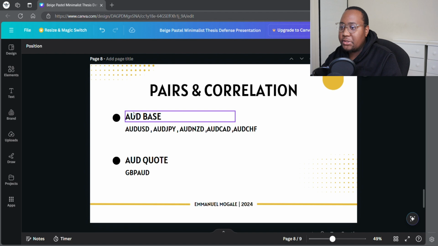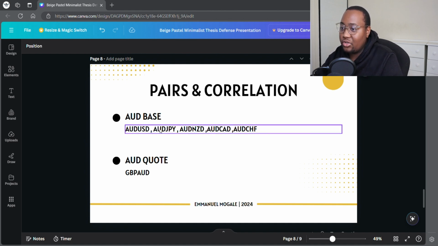Now we have the base pairs of the AUD, which are AUD USD, AUD JPY, AUD NZD, AUD CAD, and AUD Swiss franc. You can trade this in correlation to what you see on one pair, like AUD USD, for example. I don't advise you to execute trades on all of them. I know there are some generals who will take that advice literally. No, just trade one favorite pair and go with it.